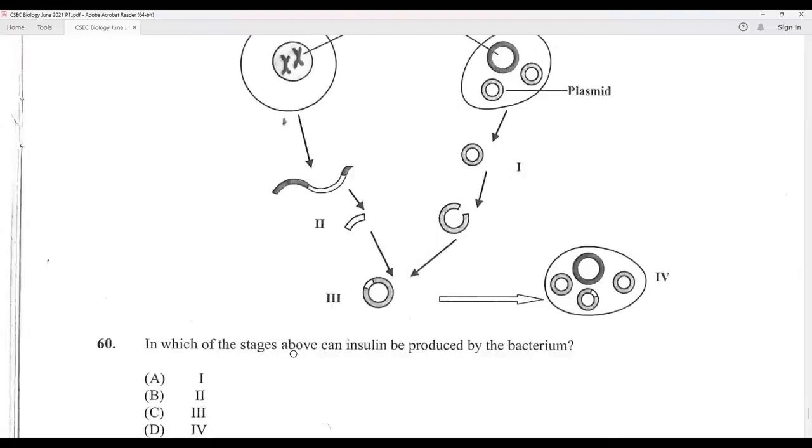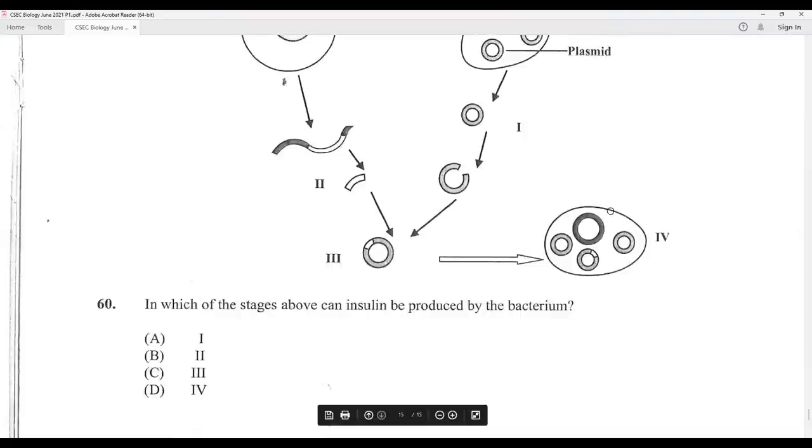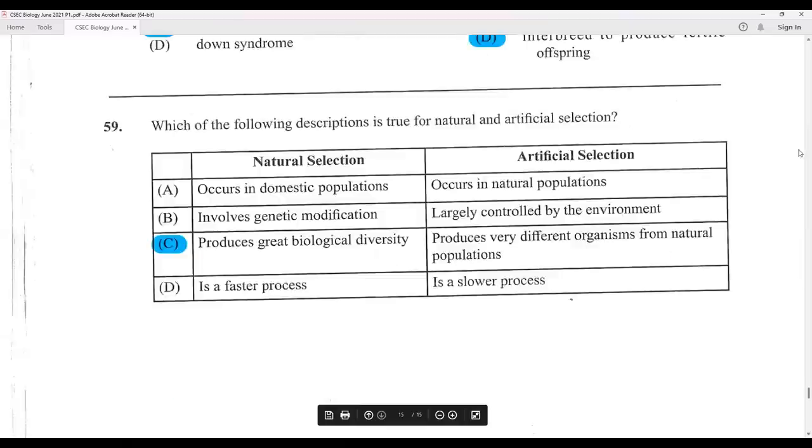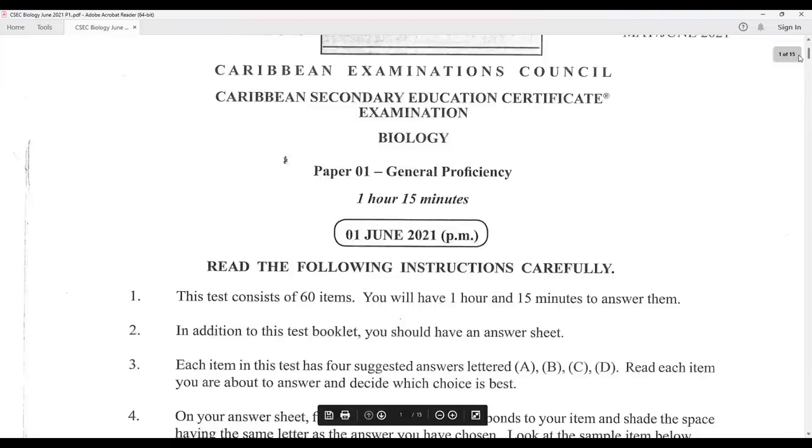In which of the stages above can insulin be produced by the bacterium? That will be when the new plasmid, the genetically altered plasmid, is inserted back into a bacterium, which they have identified as 4. And that brings us to the end of this June 2021 paper 1 for biology.